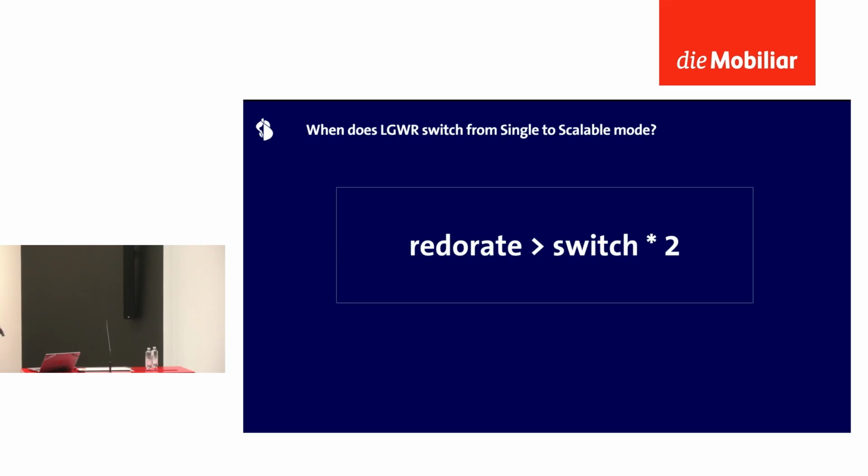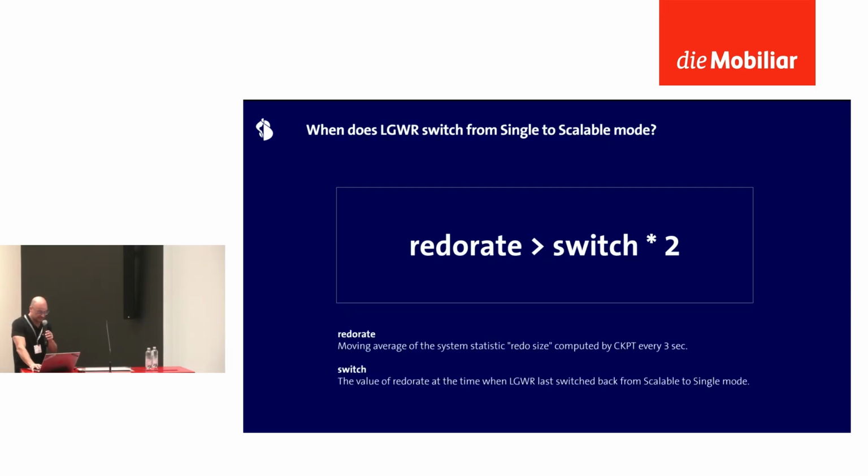This is the decision-making criteria. It is, in simple terms, when the redo rate is higher than the switch threshold multiplied by 2. And now, I see you asking, okay, what is the redo rate? What is the switch threshold? We'll get to that. The redo rate is basically just the volume of redo that gets generated within a time.